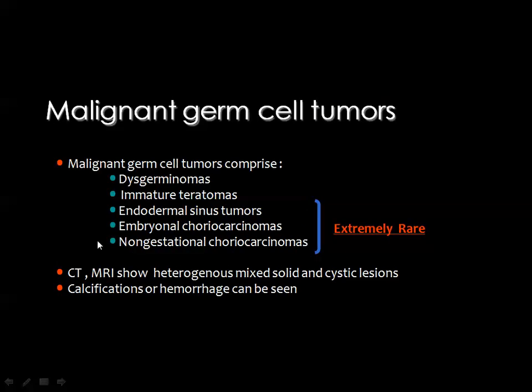These tumors include so many names, but the first two are seen in the clinical practice. The rest are extremely rare. The commonly seen are the dysgerminoma and immature teratoma, while the rest of these lesions are extremely rare.